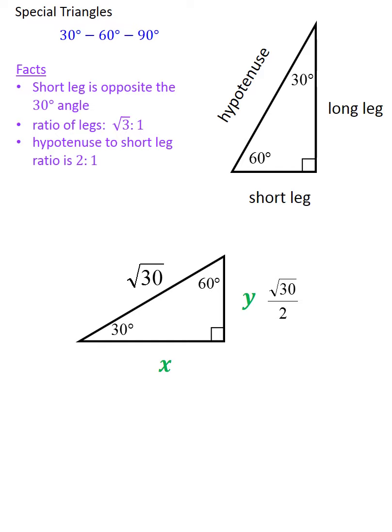Now let's find x. Let's use the fact that the ratio of legs is radical 3 to 1. Well, x is longer than y, and therefore x must be y times radical 3. Simplifying this gives us a more acceptable answer to the problem.